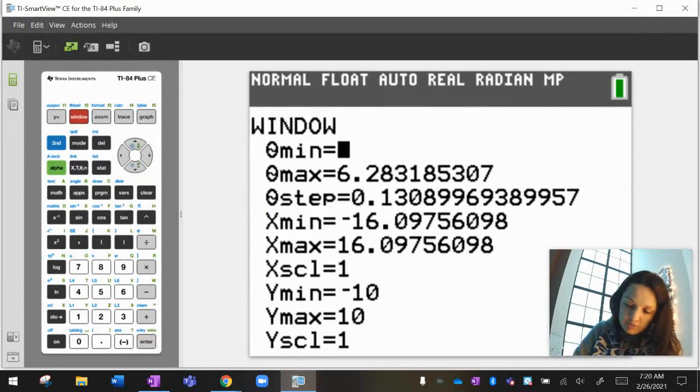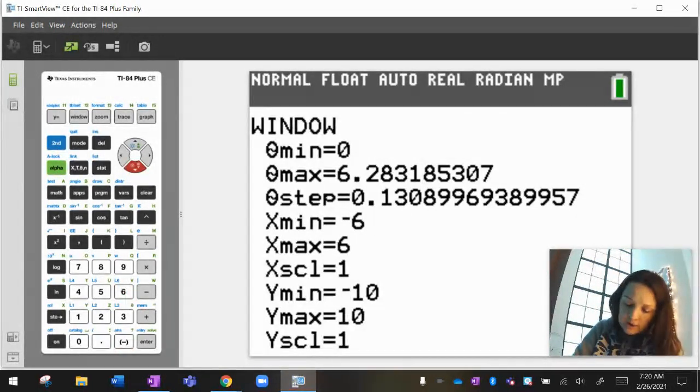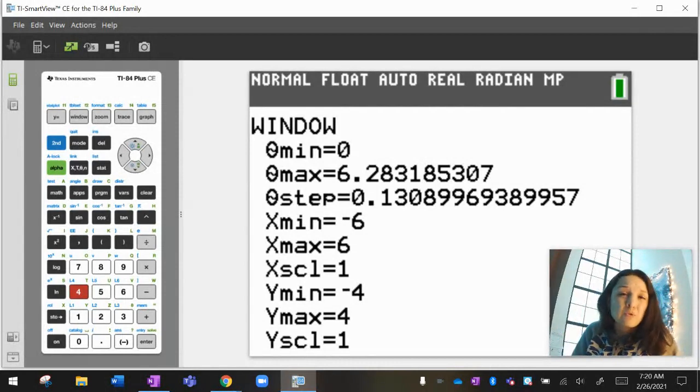And I'm going to change my window. Theta is going from 0 to 2 pi. I'm fine with that. I want to change this. So I'm going to change my x to go from -6 to 6, and my y to go from -4 to 4. If your y window is 2/3 your x window, you'll basically get a zoom square. So whatever you pick for your x window, 2/3 of that will be your y window.